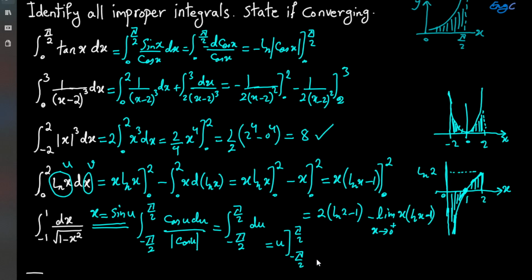For this reason, u can be replaced with arcsine of x, and of course the range would be from negative 1 to 1. So effectively this becomes pi, as expected. So this one is an improper integral, but it is a converging one. Hope this is helpful.